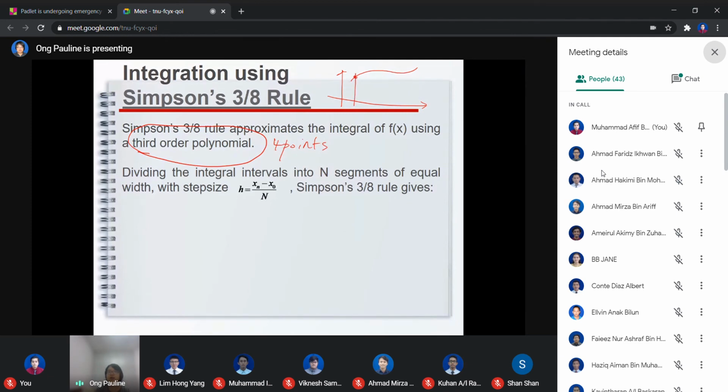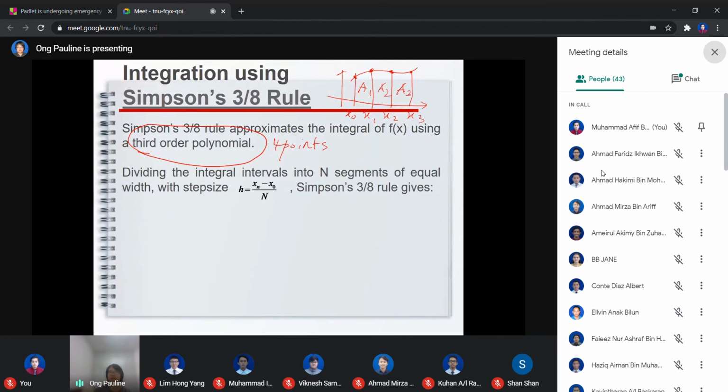So let's say this is the first, second, third, and this is the fourth point. Let me name it S0, S1, S2, S3. So you have 4 points. If I have 4 points, how many segments or blocks do I have? I have the first block, second block, and the third block.